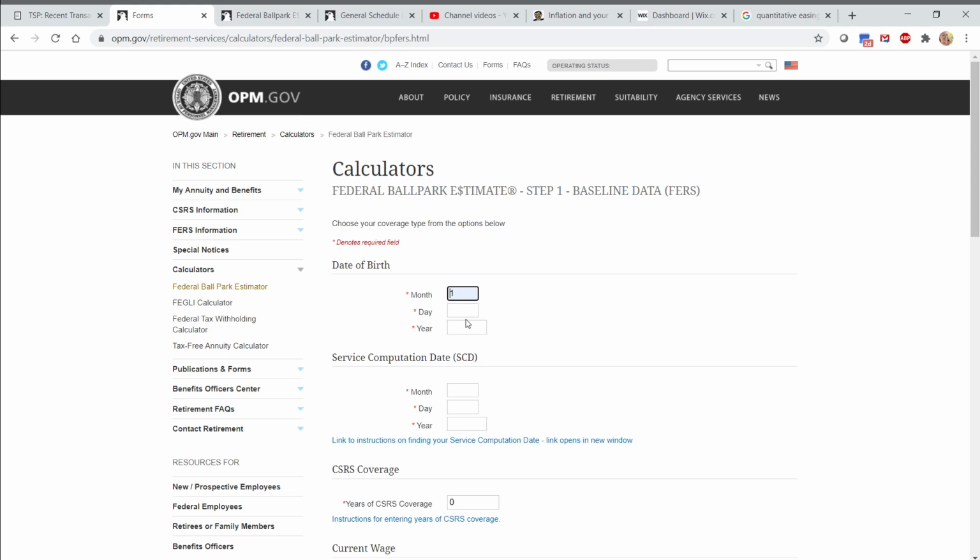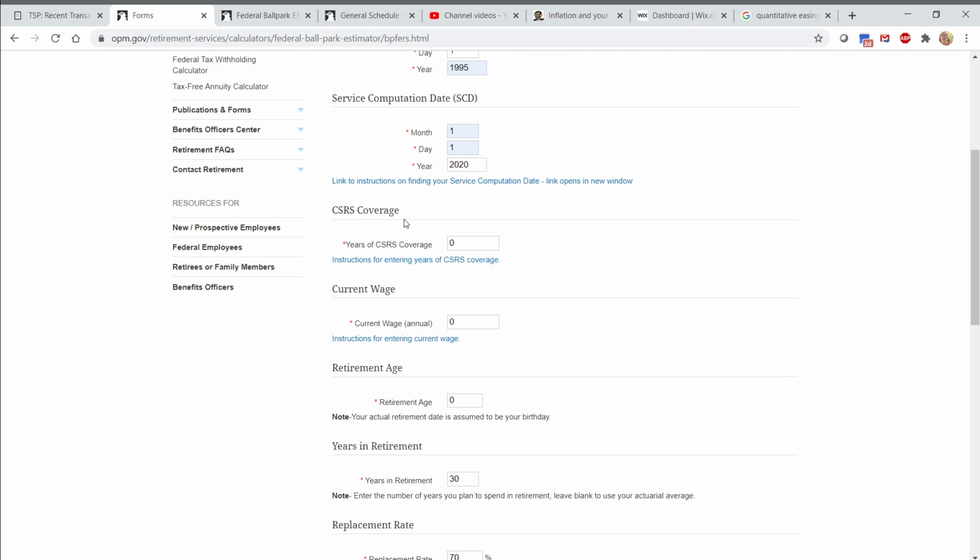For this instance, I'm going to pretend that I'm a new government employee and I was born on the 1st of January of 1995. So that makes me 25 years old, a brand new 25-year-old federal government employee. My start computation date is going to be this year, 2020, January 1st. CSRS, I'm not covered by that. CSRS is for those employees that are much older.